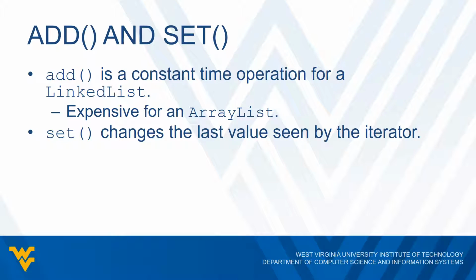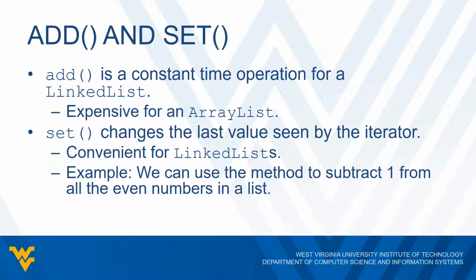Now for the set method, it does change the last value that is seen by the iterator. So remember, the iterator has some current position. So whenever we call the set method, we're going to change whatever that item is. Now this can be very convenient if we were to use the linked list implementation. Just to give an example, we can use the set method to subtract 1 from all the even numbers in a list. We can traverse the list. If the current item is an even number, then we can call the set method to decrease it by 1.